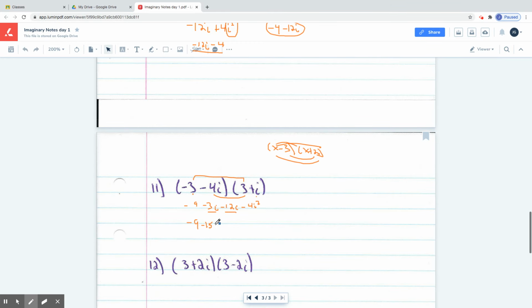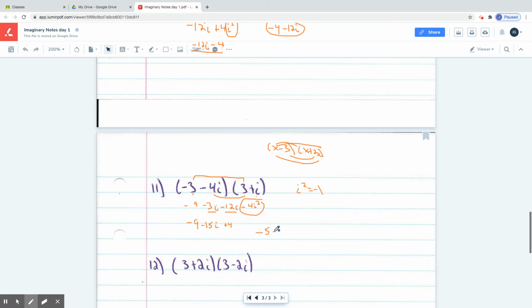And it would be negative 15i. But what is negative 4i squared? That turns to a positive 4 because i squared is negative 1. All right, so you have to remember, this is the one you'll use the most. i squared is negative 1. All right, so then negative 4, 9 plus 4 is negative 5.